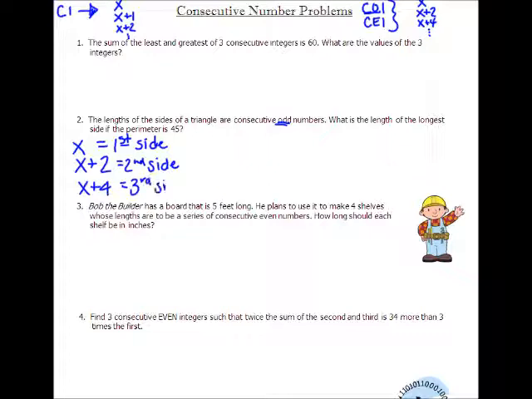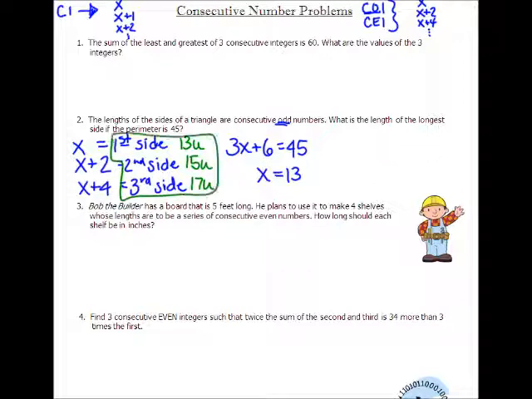So I'm going to add those up to get perimeter, and that's going to give me 3x plus 6 equals 45. You can solve that in your head, and you should get that x equals 13. So my units are, I don't think it gave me a unit, so I'm just going to write 13 units, 15 units, and 17 units. And if I add those up, I do, in fact, get 45.